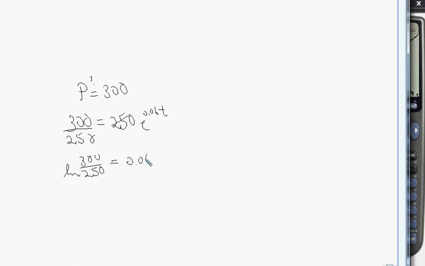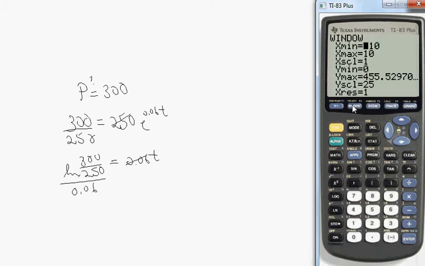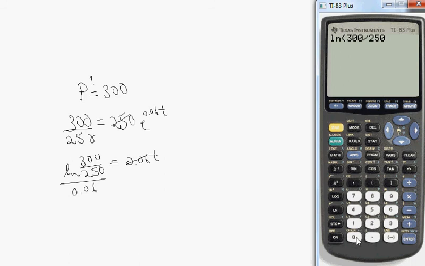Equals 0.06 t. And now we divide by 0.06, or multiply by 1 over 0.06, that is. So that cancels out. So t equals ln of 1.2, right? 300 over 250 is 1.2, divided by 0.06. So you can just do ln of, and let's just go ahead and make sure we didn't do any math errors there. I can just keep it the way it was because the calculator can do the hard work. Divided by 0.06, and we get 3.03.